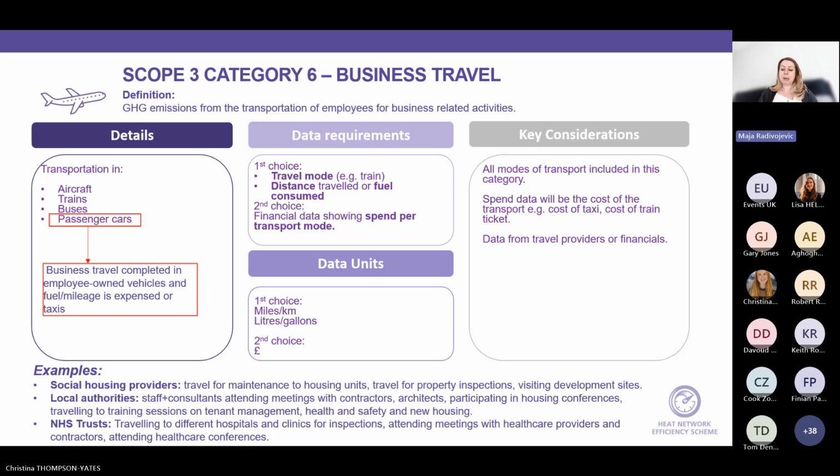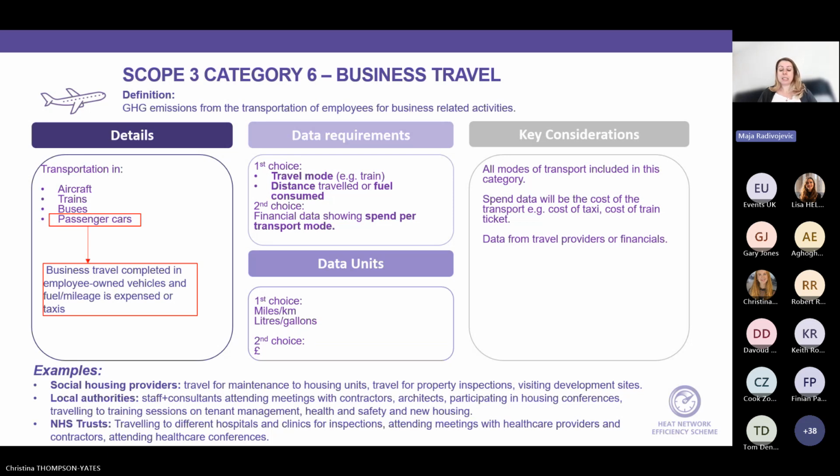Spend data would simply be the cost of the transport, such as taxi fares or train tickets, and this information can usually be sourced either from travel providers or financial records. Examples might include, for social housing providers, travel from maintenance offices to housing units, property inspections or visits to development sites.